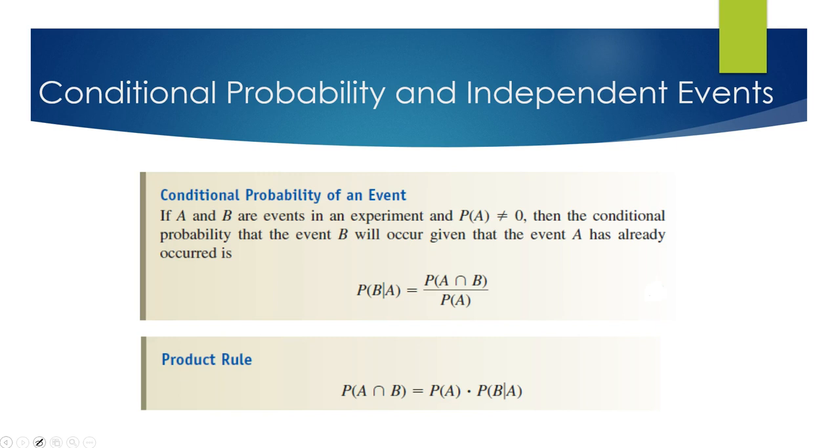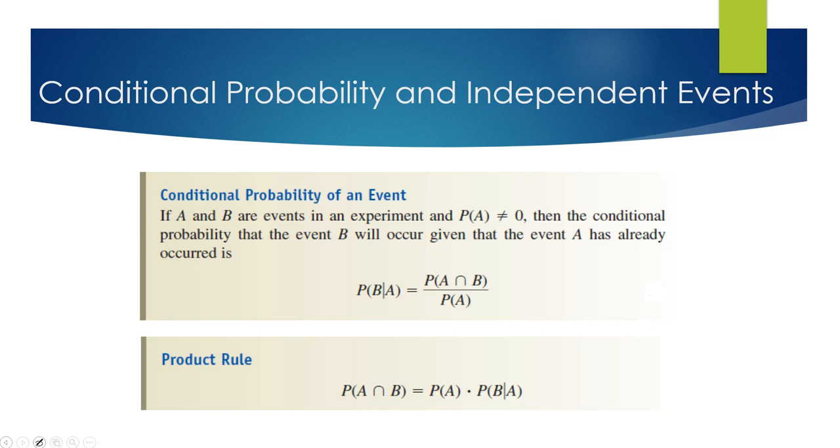When you see that vertical bar, that means the probability of B given that A has already occurred is equal to the probability of both A and B occurring divided by the probability of A. Now, under most circumstances, if the events are independent, then the probability of B and the probability of B given that A has occurred would be the same.